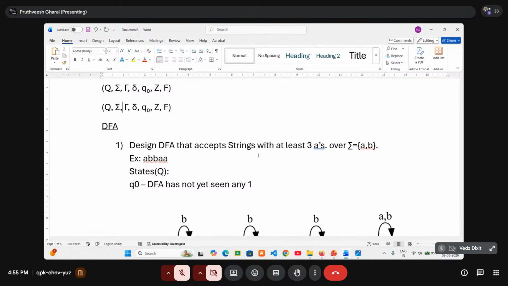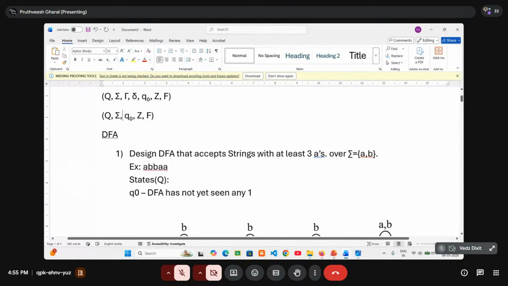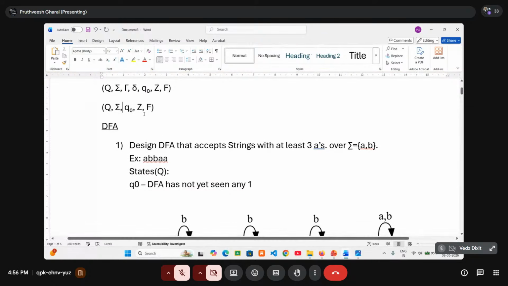Yeah. So let's remove these. And yeah, so these are the set elements of any finite automaton. Okay. We'll write this with D. And DFA, we have to define these five elements for any given DFA.